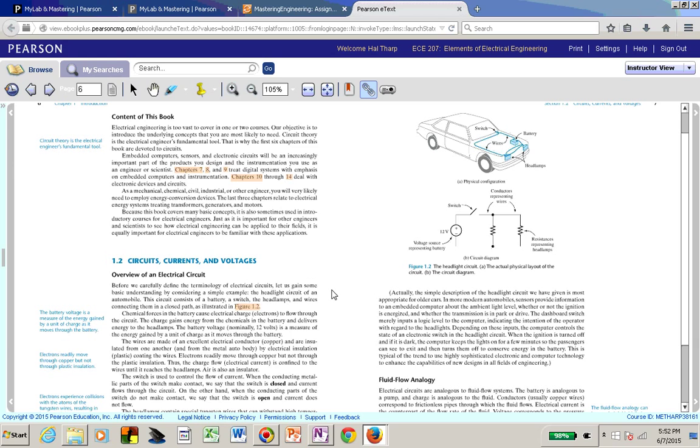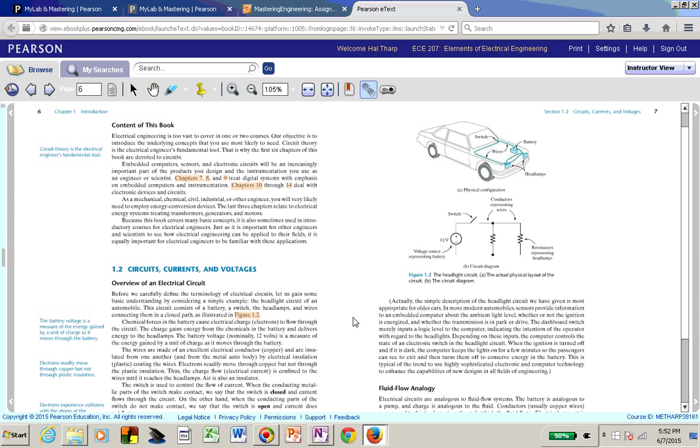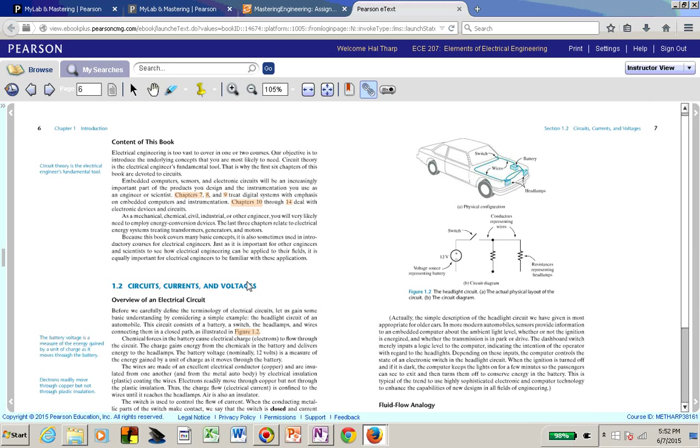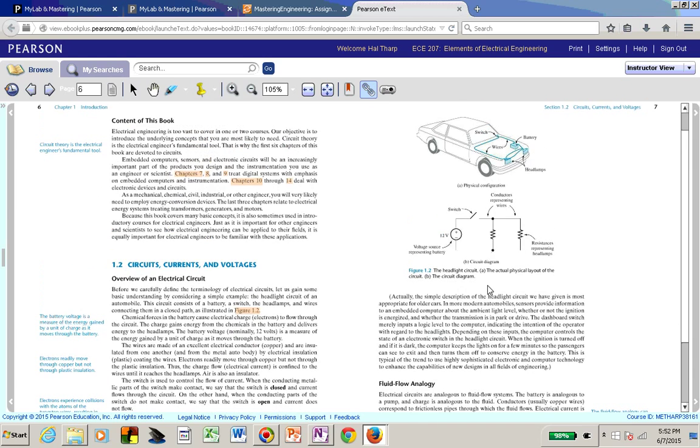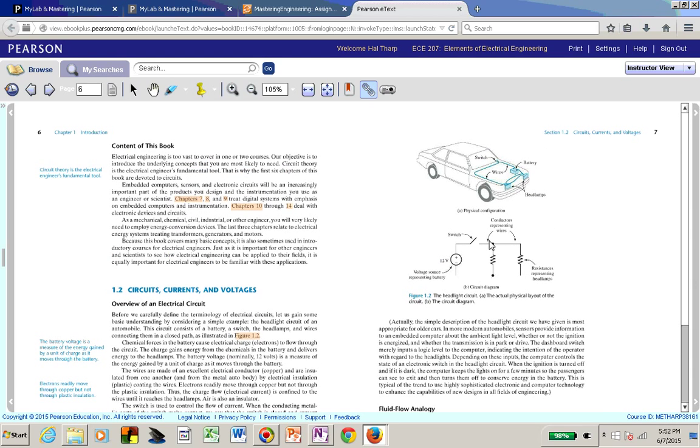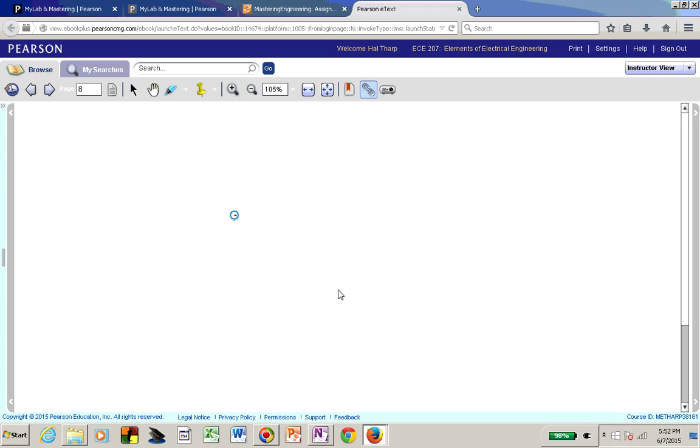You can see that you're going to be learning some of these fundamental concepts in electrical engineering, which are currents and voltages, and that actually may have relevance to many different everyday systems, and in particular here is an automobile that they're illustrating these concepts with.